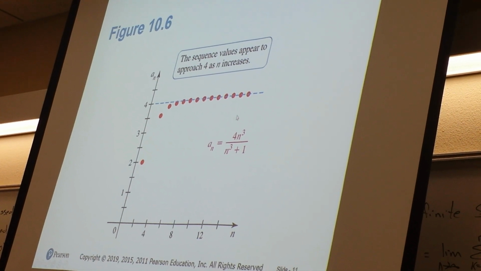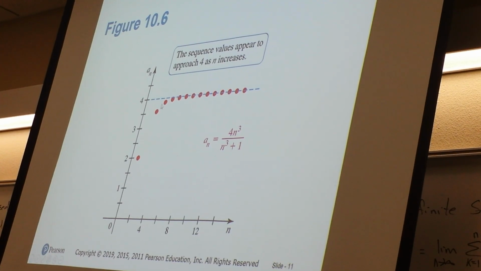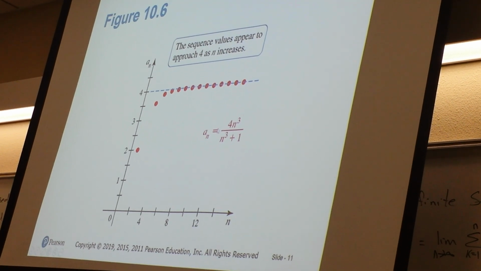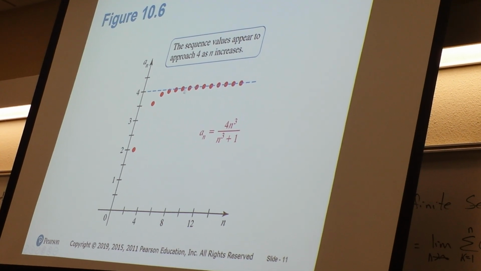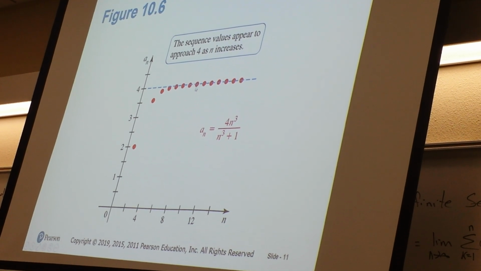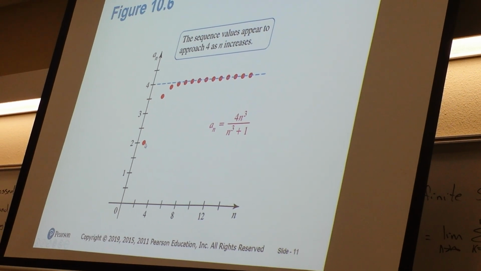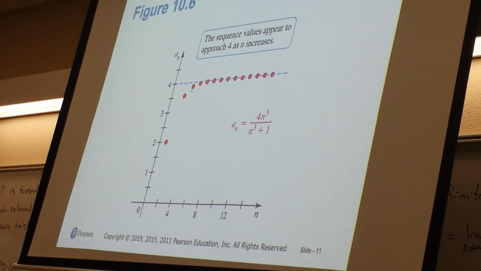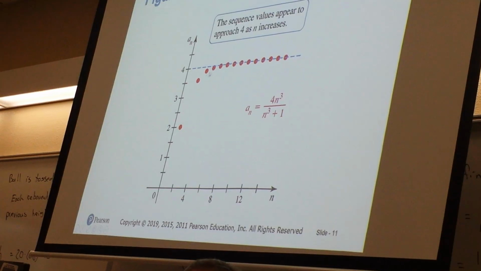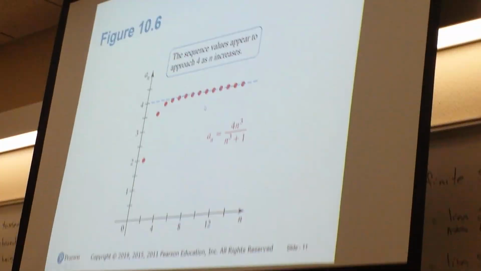Here's another one. This one approaches a single value. As you put larger and larger numbers in for n here, this approaches 4. You can see them approaching 4. Remember, we define these over the integers. That's why we don't have lines connecting them. No decimals or fractions are used. There's just individual points, not connected. Okay.